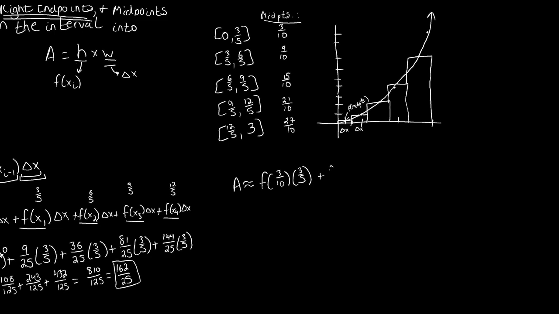So then here we have f of 9/10 times 3/5. Then here we have f of 15/10 times 3/5. Then we have f of 21/10 times 3/5. And then lastly, our last rectangle is given to us by the dimensions of f of 27/10 times 3/5.